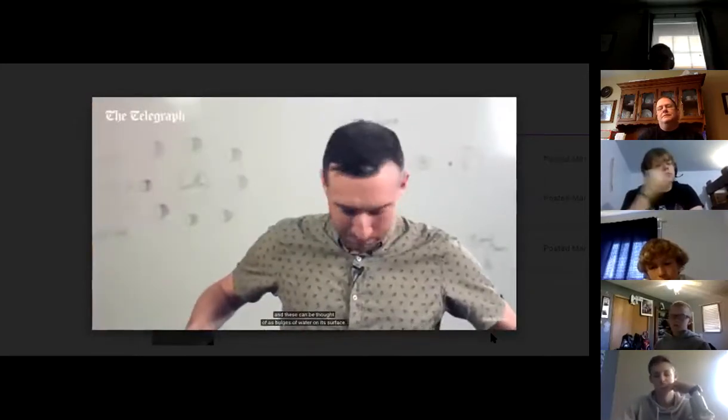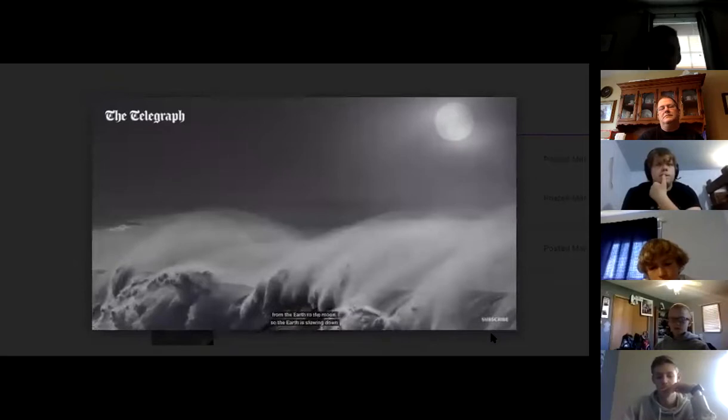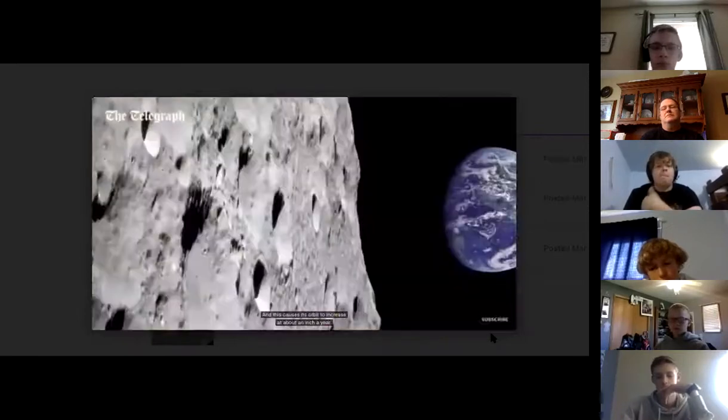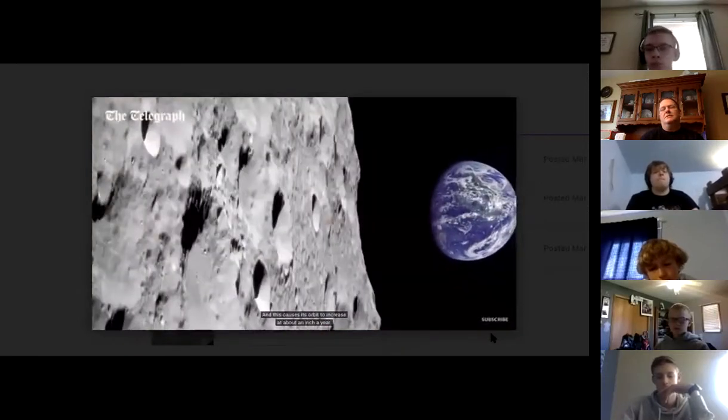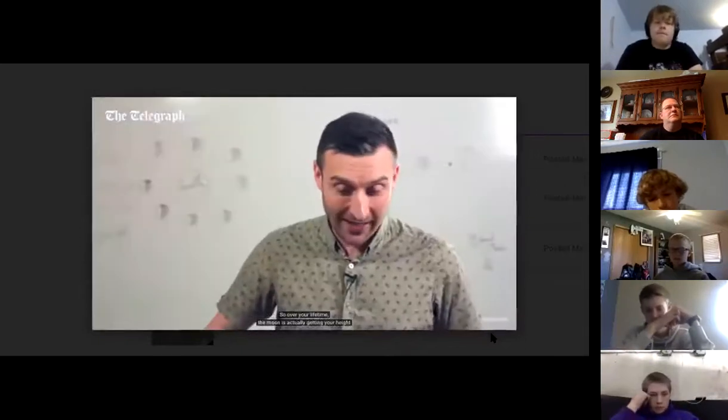The moon causes the tides on Earth, and these can be thought of as bulges of water on its surface. Now, these bulges are actually transferring energy from the Earth to the moon. So the Earth is slowing down, and the moon is actually speeding up. And this causes its orbit to increase at about an inch a year. So over your lifetime, the moon is actually getting about your height further away from the Earth.